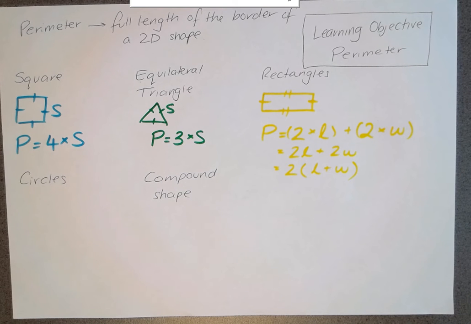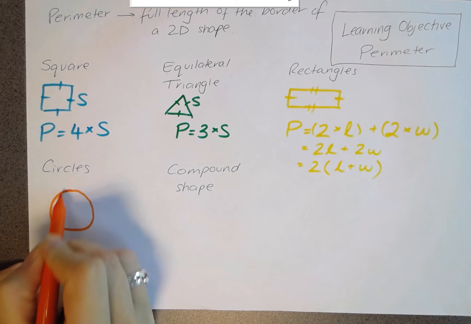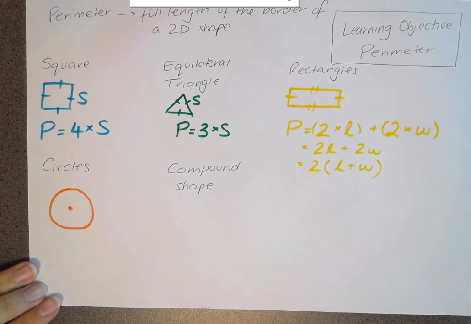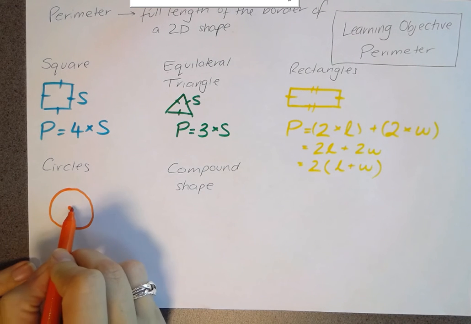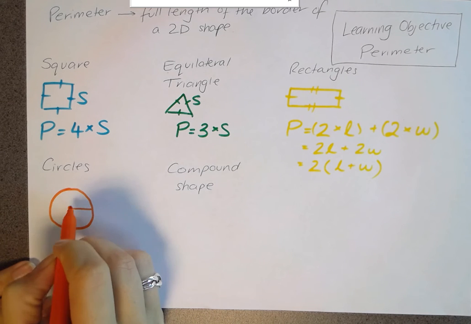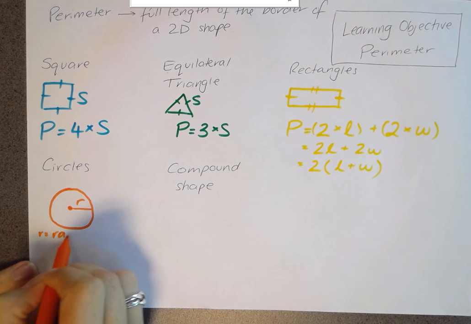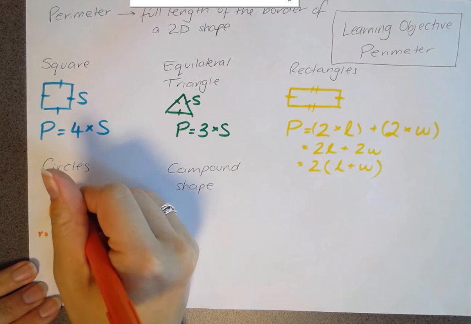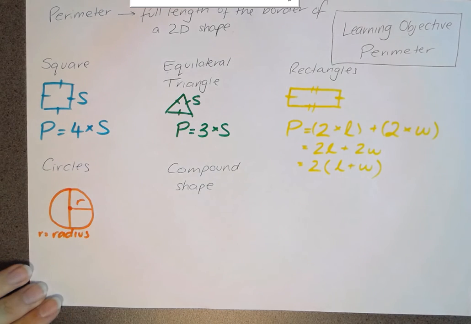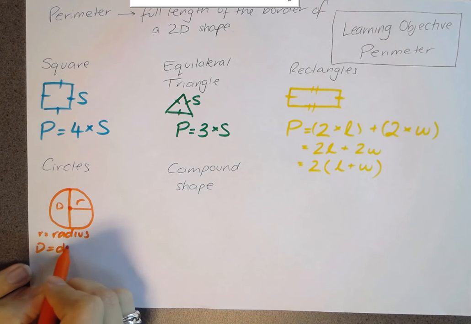Alright, our circles is where it gets a little bit more complicated. This time we are always going to look at a full circle, and, well, actually that's a lie, we're going to get trickier with this. Remembering that the point in the middle and a line all the way out to the edge is known as our radius. R equals radius. And if we go from one end through the center to the other, we have our diameter.